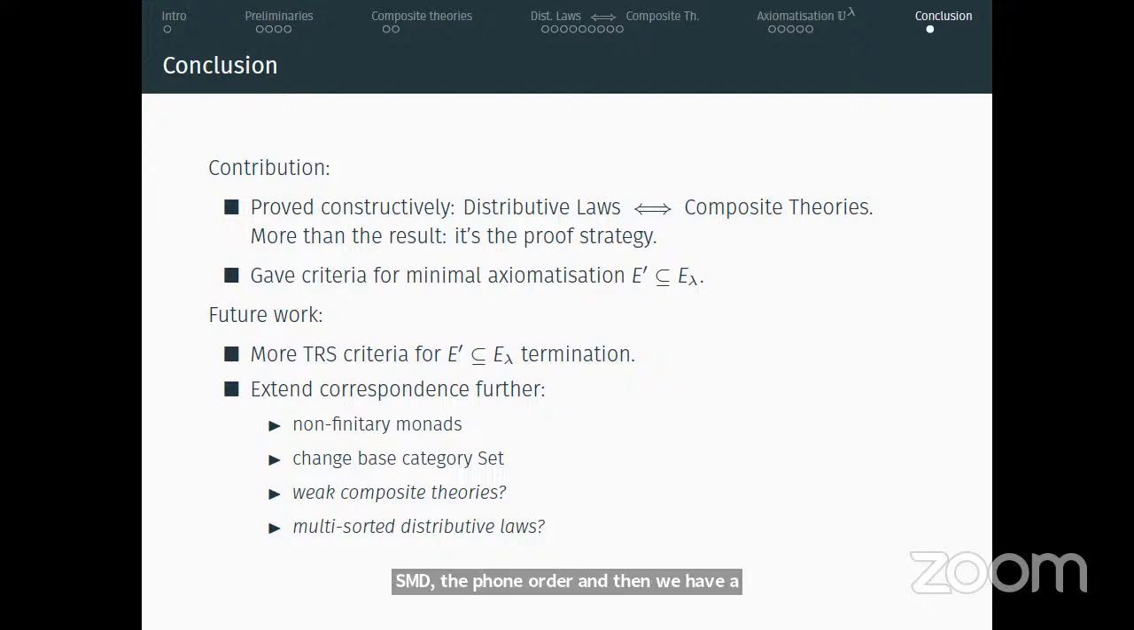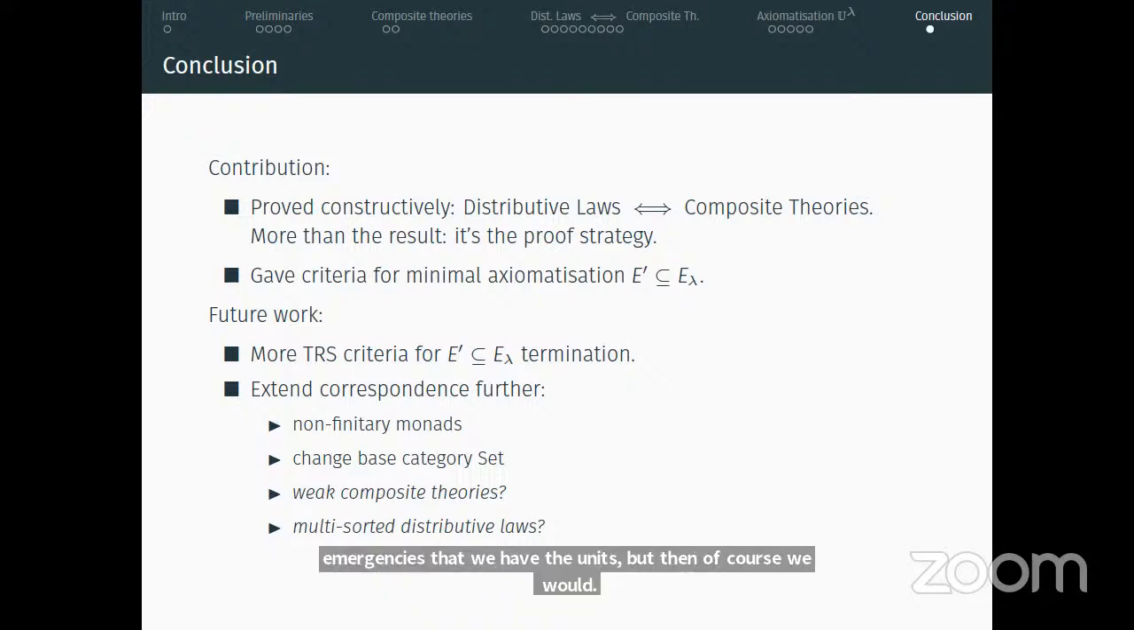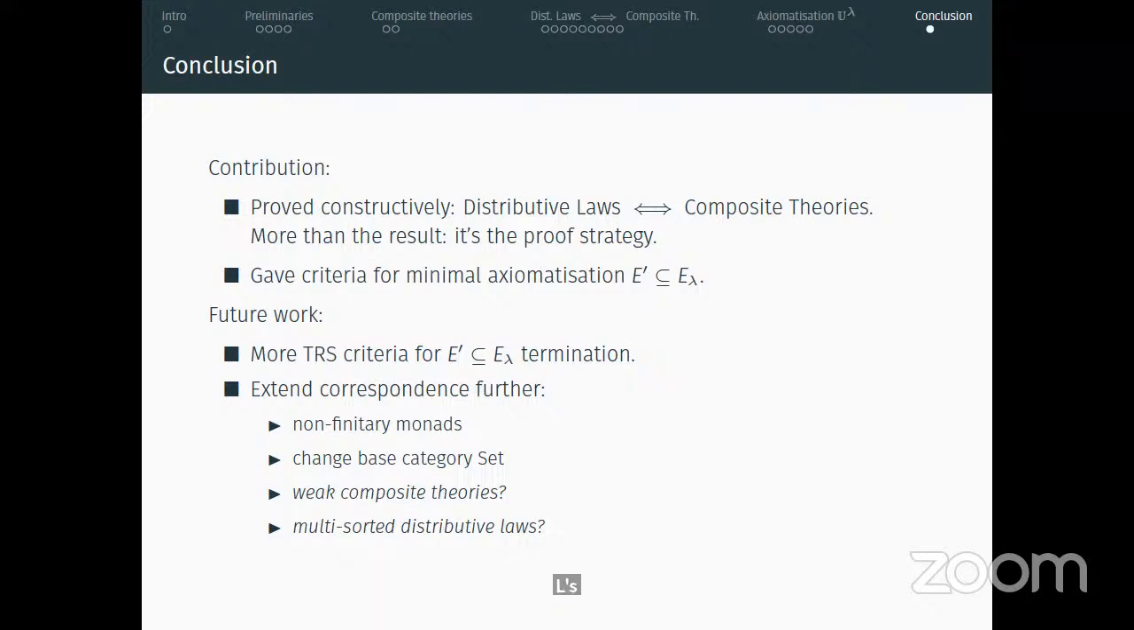There might be an interest in considering an older writing system where we have the units, but then of course we would lose termination because you can add symbols instantly now. Then maybe it may be interesting in another way.